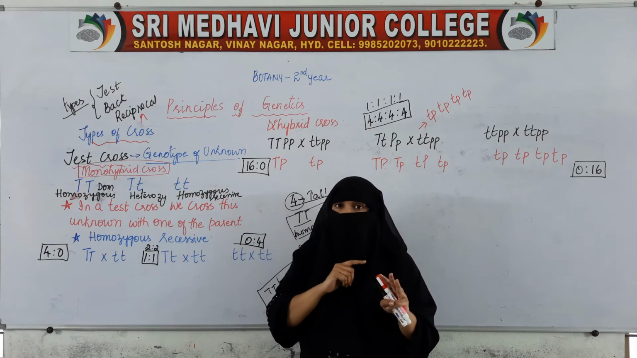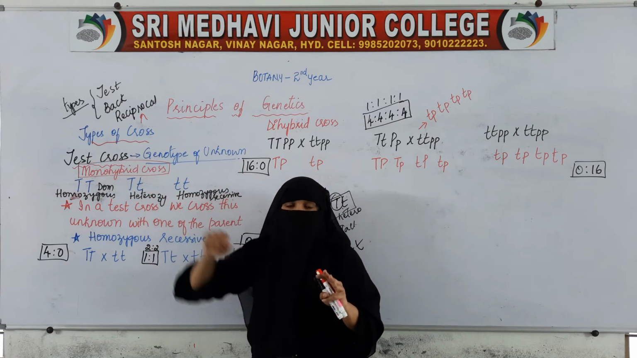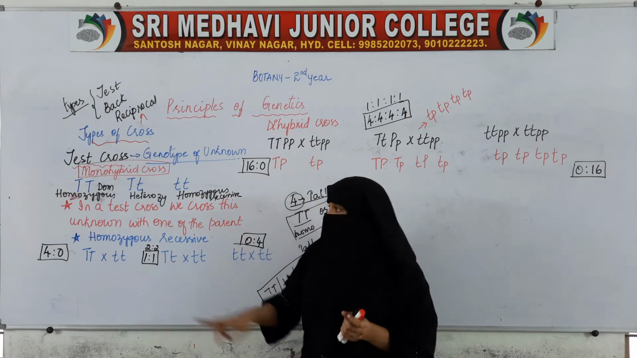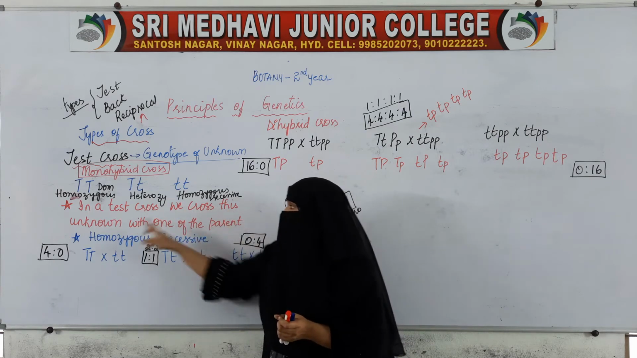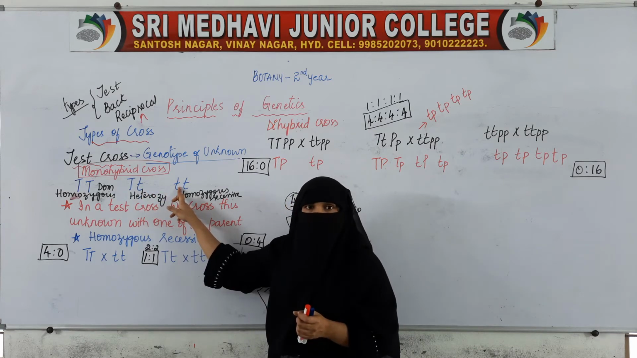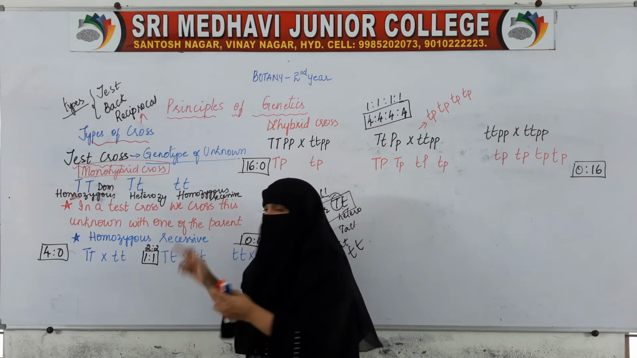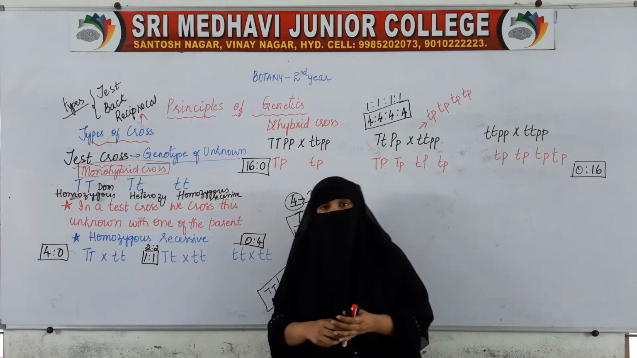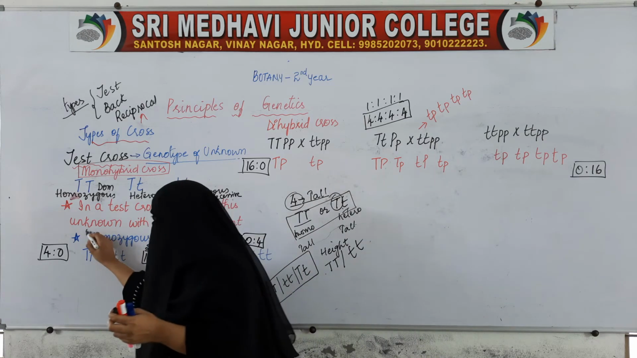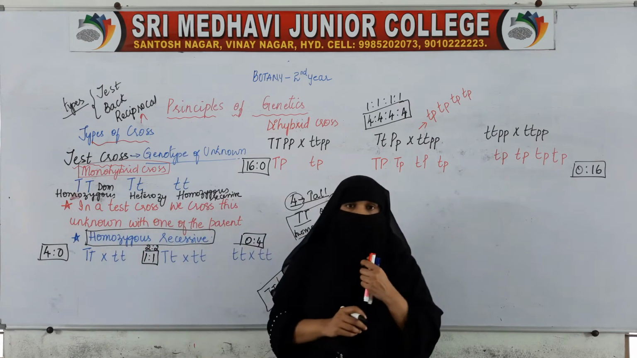To know which one it is, we do a test cross. And here is one important thing: in a test cross, we cross this unknown, which can be any of these, with one parent that is always homozygous. That parent should be homozygous recessive.